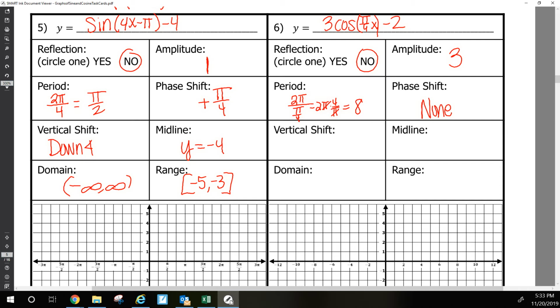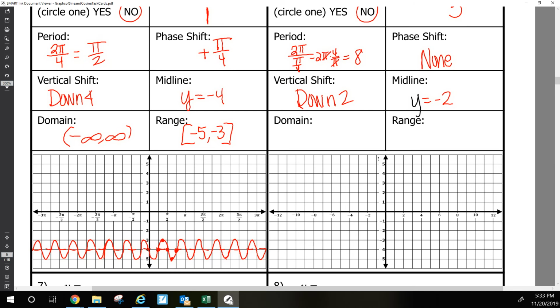Your vertical shift is going to be down 2, which means your midline is going to be at y equals -2. All right, so let's go draw that midline on. This is a cosine function. Here's our midline. That just tells us what our sine or our cosine curve is going to be centered around. Our period is 8. We don't have a phase shift, so we're starting here at 0. So between 0 and 8, I need 1 full cycle of cosine.